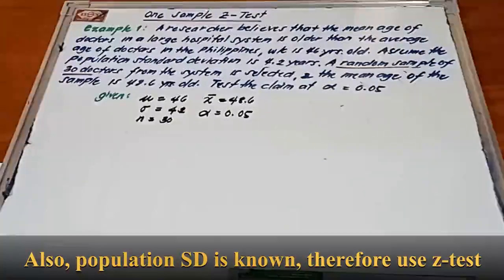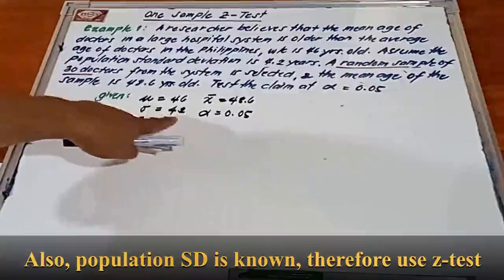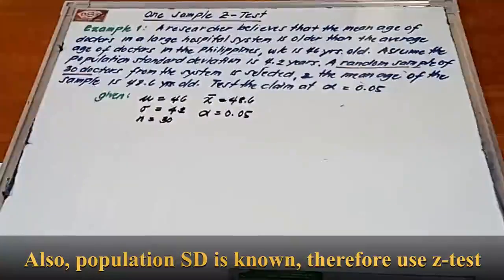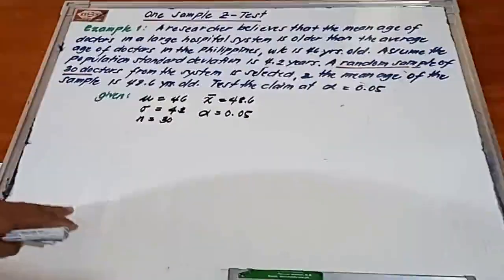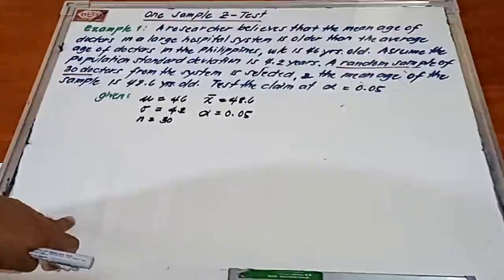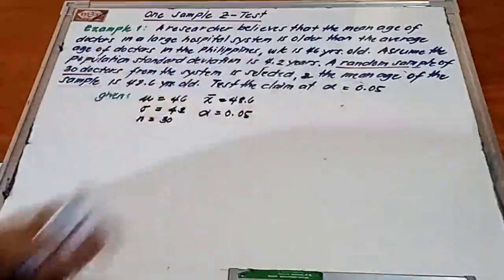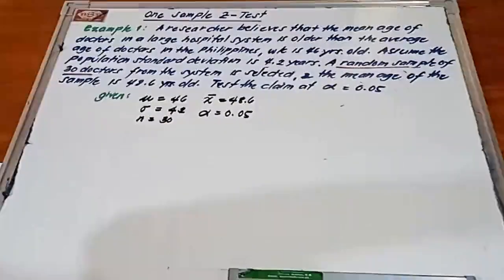Now, what else pa ba? Okay, given din pala yung population standard deviation, so pwede natin gamitin sa z-test. Tandaan, kapag z-test, dapat known yung ating population standard deviation. And given naman yon, so 4.2, gamitin natin is z-test. Okay? And as I've said from my previous video, kapag unknown yung ating population standard deviation, gamitin natin ay t-test.